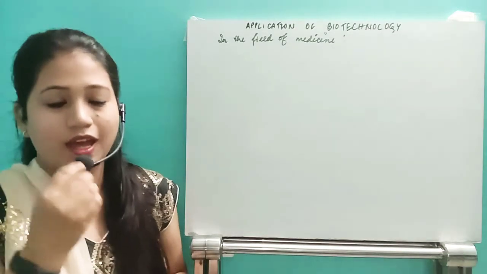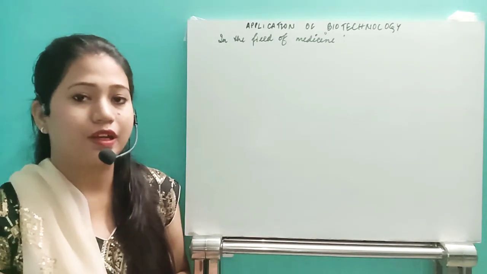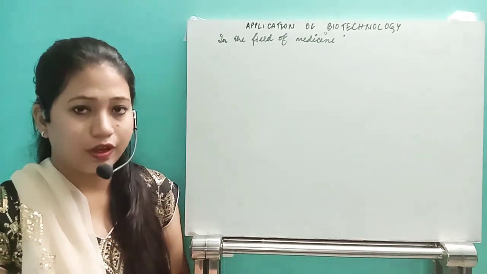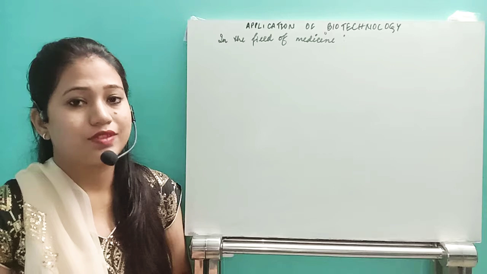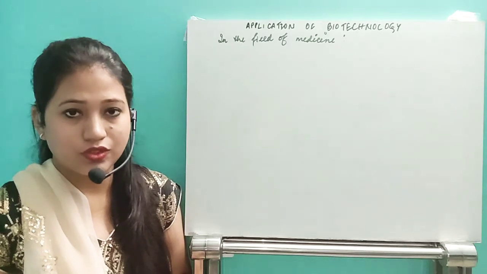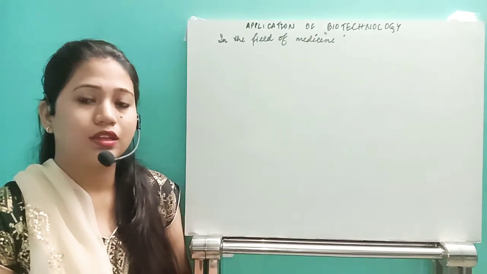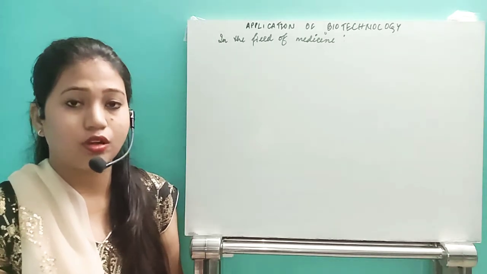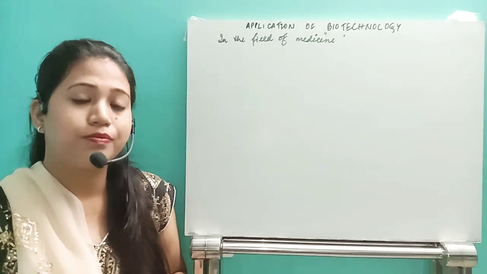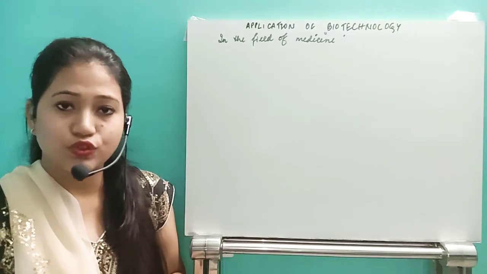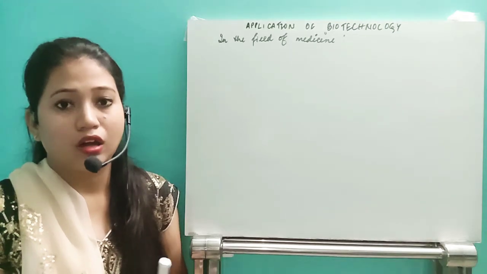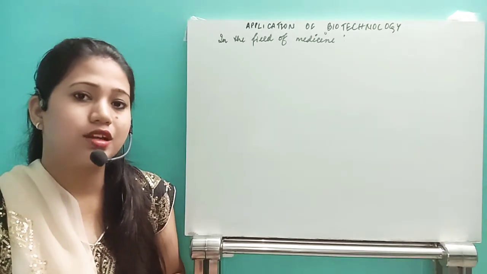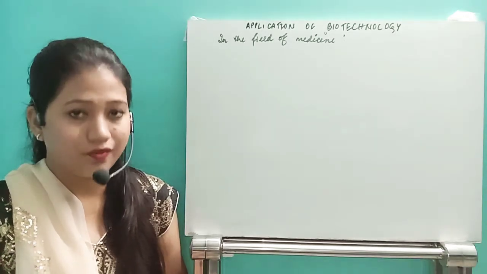Hello students. In the last video we discussed the application of biotechnology in the field of agriculture. In that we saw how to make pest resistant plants, how to obtain different other products or different proteins from the plant, how to enrich the nutritional quality, or how to decrease the post harvest loss. So all those criteria under agriculture we have seen.